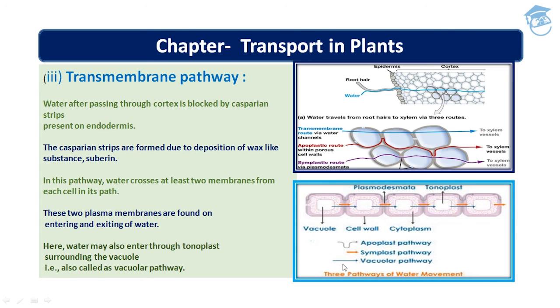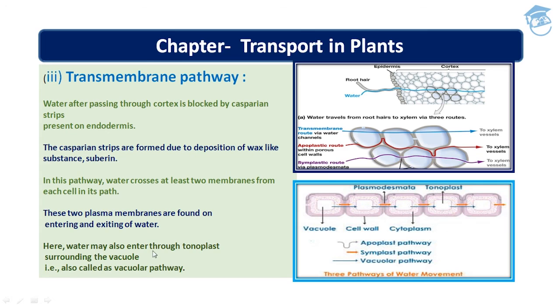See, this is vacuolar pathway. Vacuolar pathway is also called transmembrane pathway, so don't get confused with it. So this is represented by this sign. See, from here it reaches to here, from here to here, and from here to here, and finally it goes out. So in this pathway, water crosses at least two membranes from each cell in its path, and these two plasma membranes are found in entering and exiting of water.